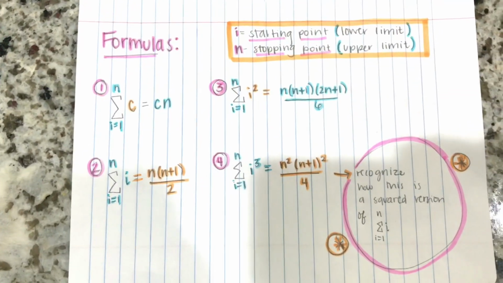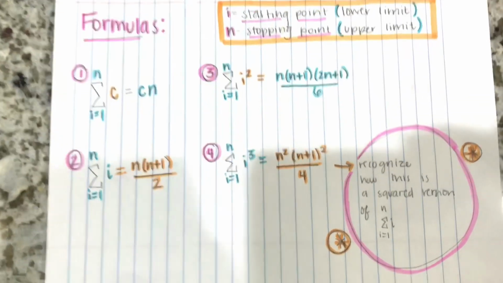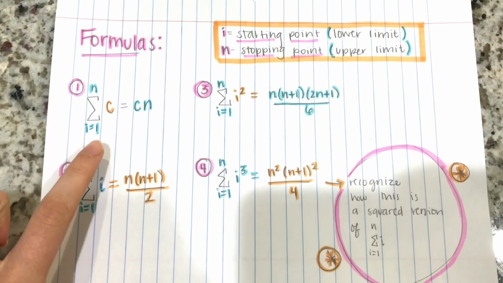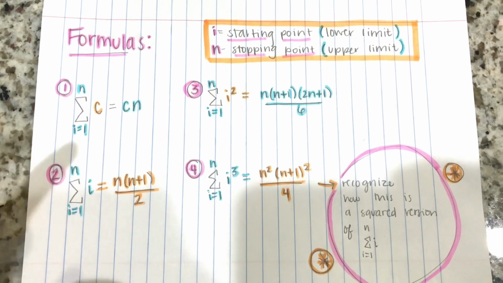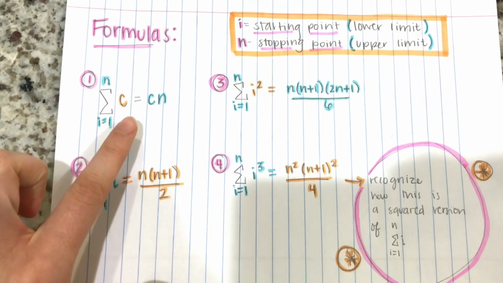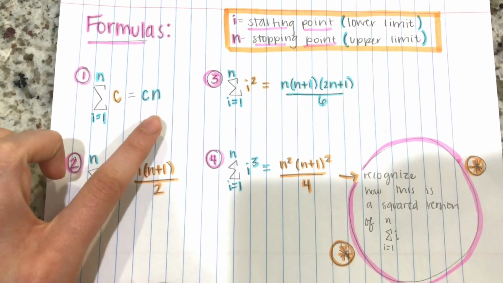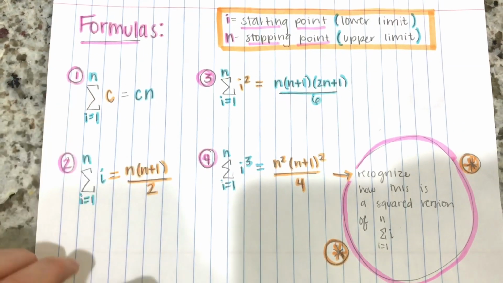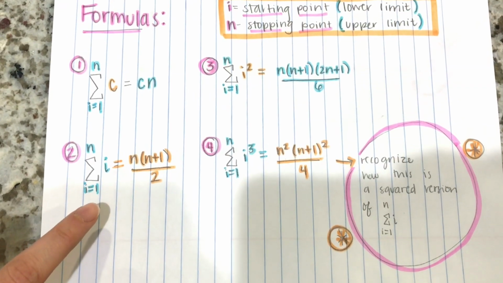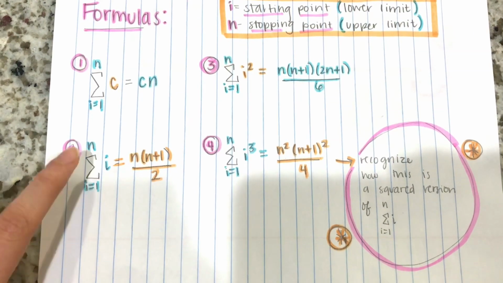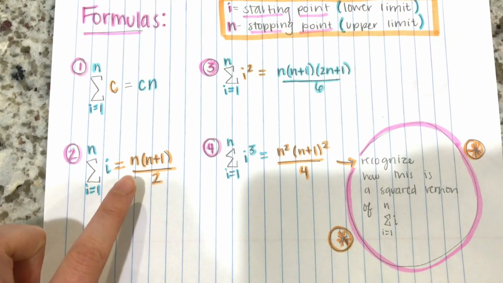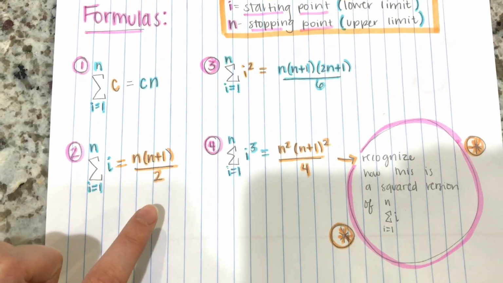We also have 4 formulas that we can use whenever we are solving summation problems. The first one is when we have a constant. If you are starting at 1 and ending at some number n, and you have a constant, the sum is the constant times that ending point. If we are finding the sum of i, starting at 1 and ending at some nth number, that sum can be found using n times n plus 1 divided by 2.